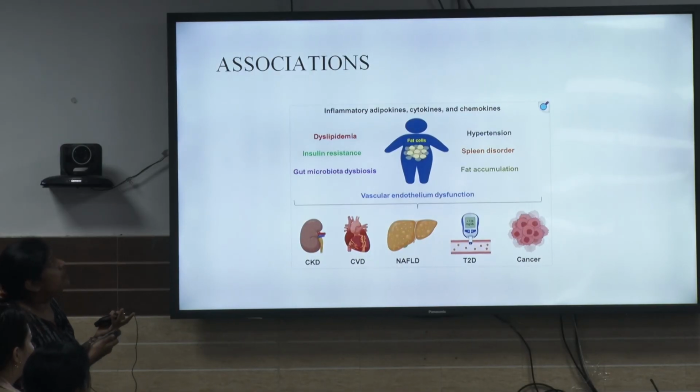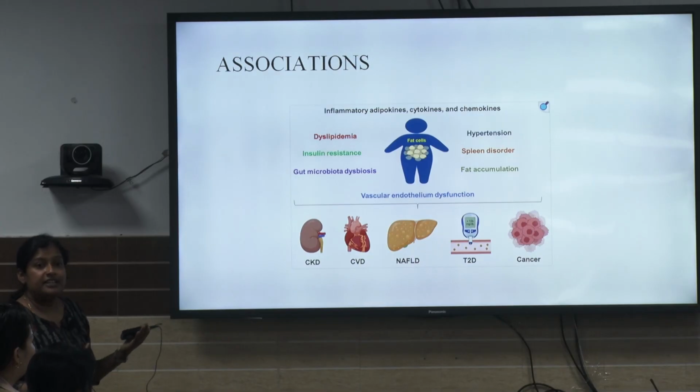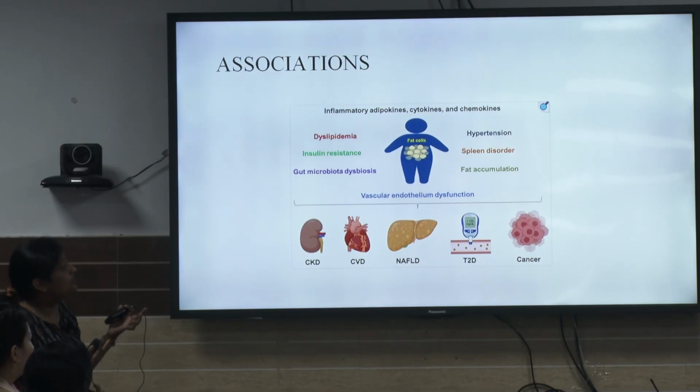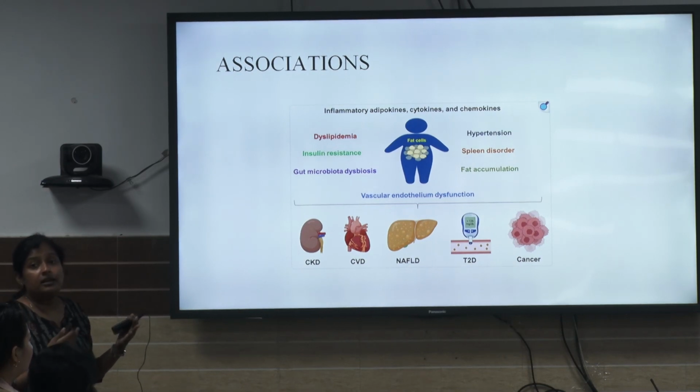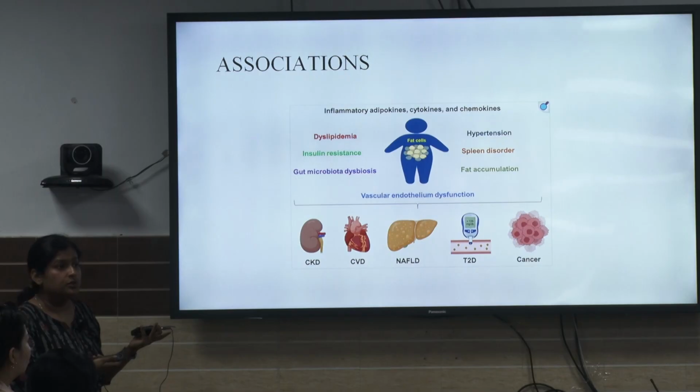Association, again, obesity is associated with inflammation. Inflammation caused by adipokines and cytokines. What do they cause? Inflammation will affect the vessel wall. It will lead to insulin resistance. It will cause hypertension. It will lead to dyslipidemia and abnormal gut microbiota, ultimately leading into kidney disease, the micro or the macrovascular complications of diabetes, and most important, malignancy also.